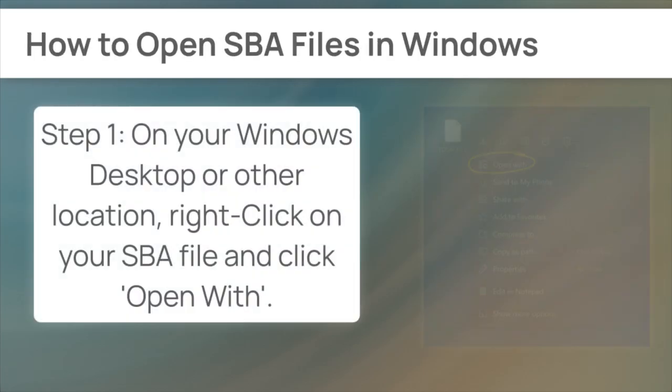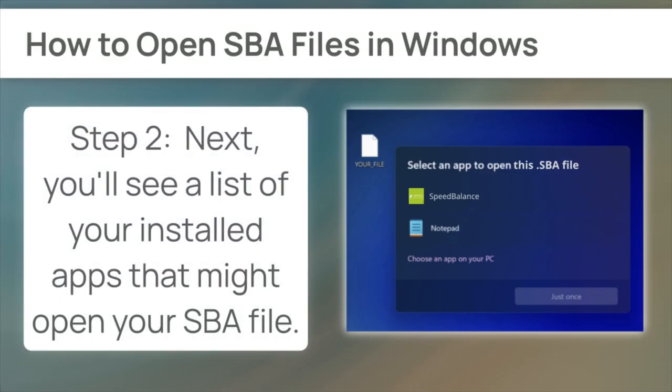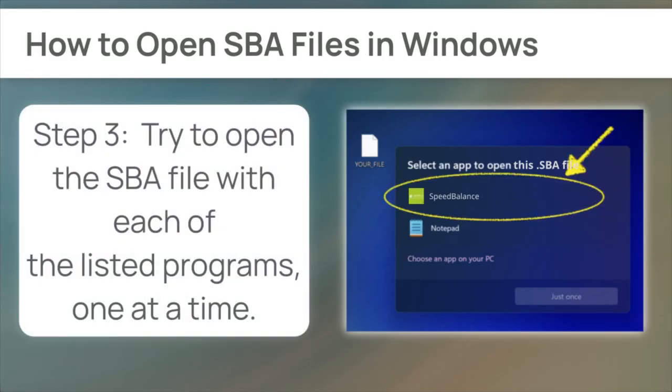To force access, right-click your SBA file and select Open With. If SpeedBalance is an option, test it. If it's not available, choose another program. We are trying to find the specific compatibility bridge.